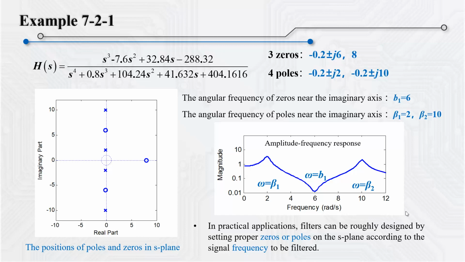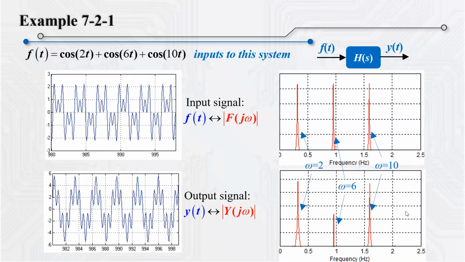This filter, in fact, can be illustrated by another example. A signal f of t, which contains 3 frequency components, omega equals 2, omega equals 6, and omega equals 10, is inputted to this system. Let's see what happens to the signal spectrum before and after passing this system.